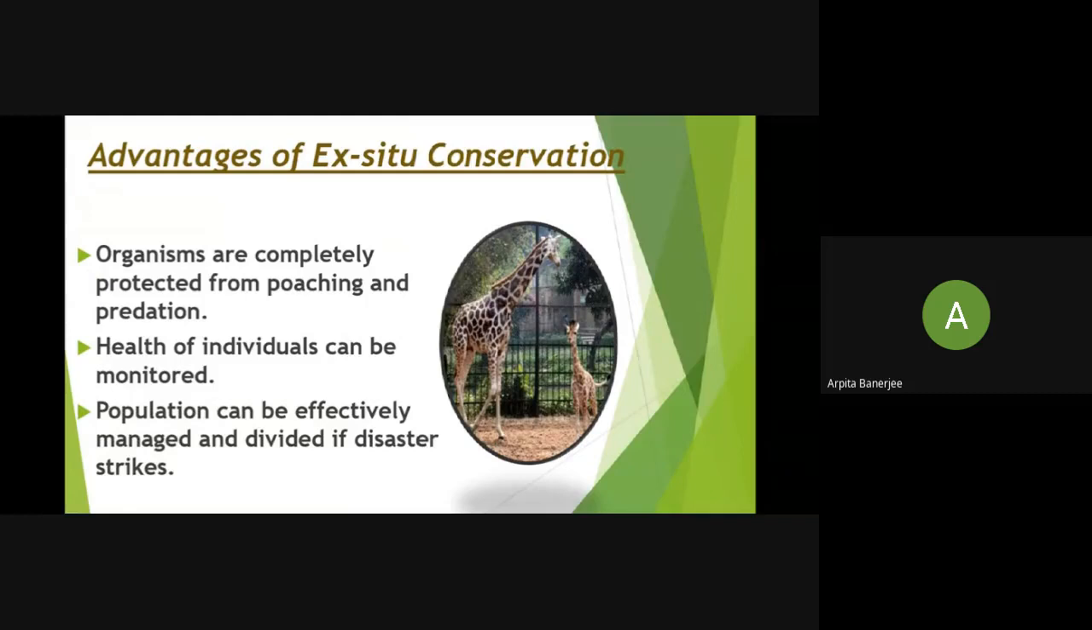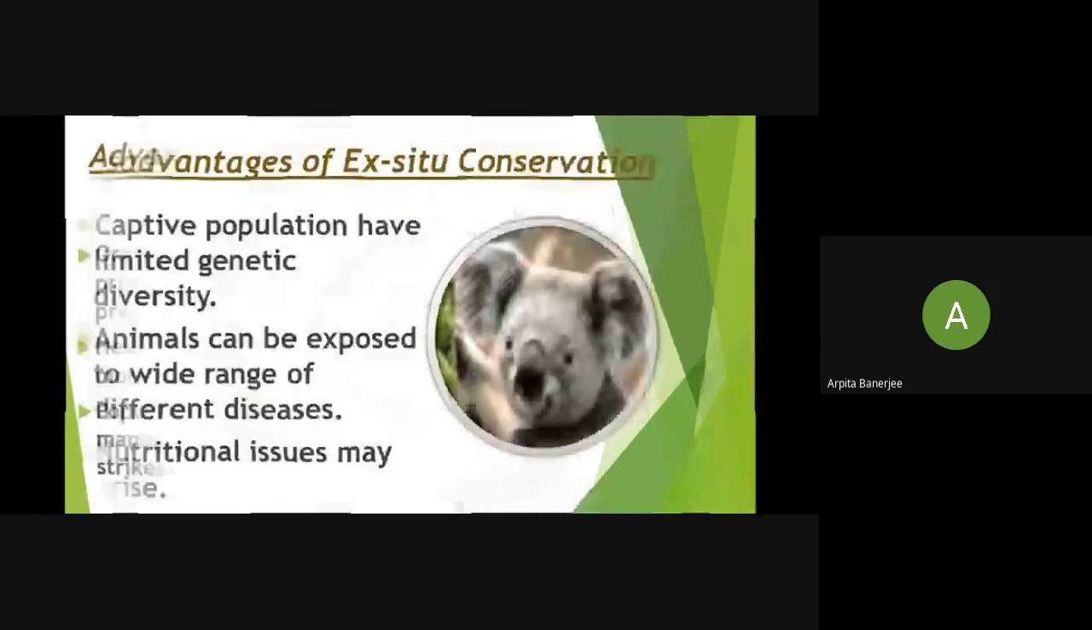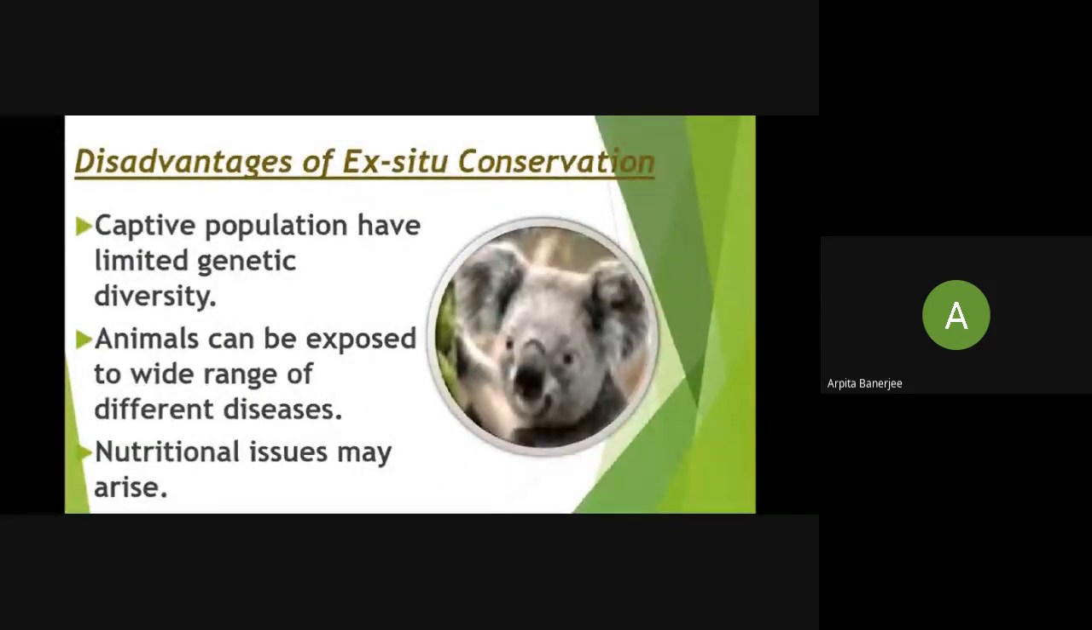What are the advantages of ex situ conservation? First, organisms are completely protected from poaching and predation. Second, health of individuals can be monitored. Third, population can be effectively managed or divided if disaster strikes. It also has disadvantages. First, captive populations have limited genetic diversity. Second, animals can be exposed to a wide range of different diseases. Third, nutritional issues may arise. Go to the next slide.